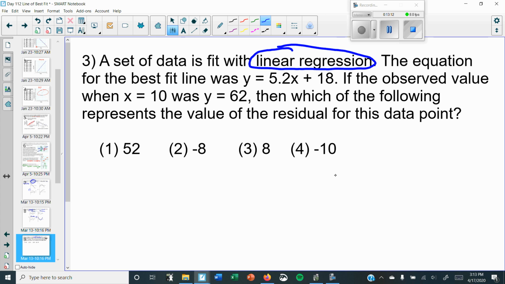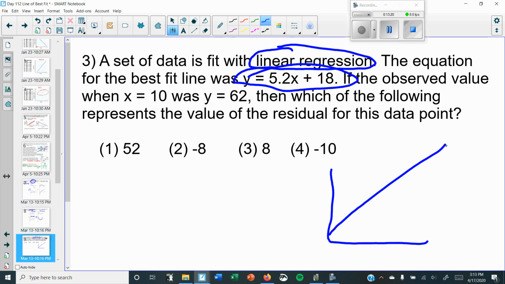For the best fit line, so we have some random scatter plot, and they're saying this equation, they graphed it. So here's the graph. Ta-da! If the observed value when x was 10 and y was 62. So y was 62. Again, I'm just making stuff up, and I already know what the graph should look like, so here's how I know how to do it. So 62 would be like right there if you were to graph it. Now, where do you see the dot? Is the dot above the line or below the line? Below. So it's going to be a negative residual, okay?